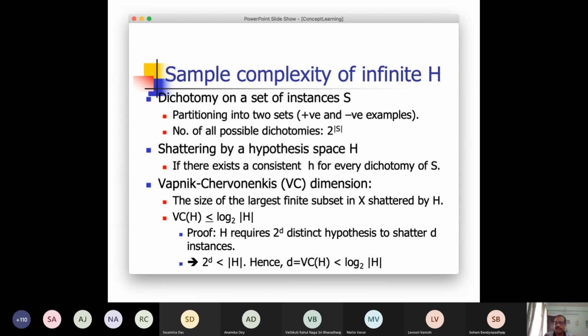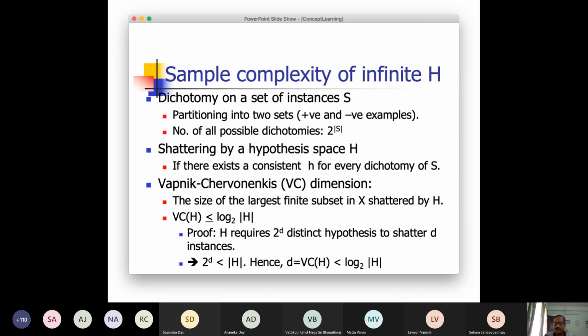In fact, that is the property of the Vapnik-Chervonenkis dimension: if there exists any such finite subset, that is sufficient. It need not shatter all subsets in X. If there exists any subset which is shattered by H, then that is a candidate, and the VC dimension should be at least greater than or equal to that number, because there may exist another set of greater size also. But if you find any set which is shattered by H, that cardinality tells you its VC number is at least that number.